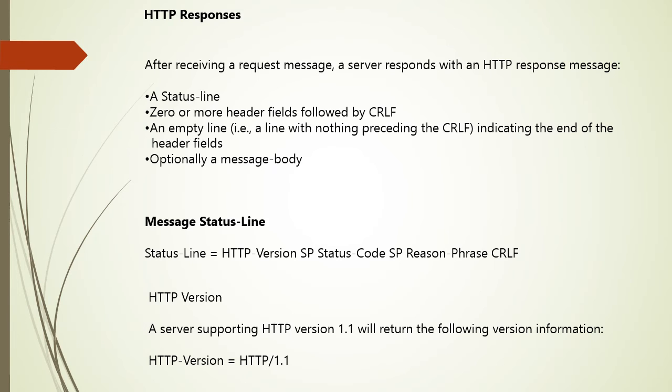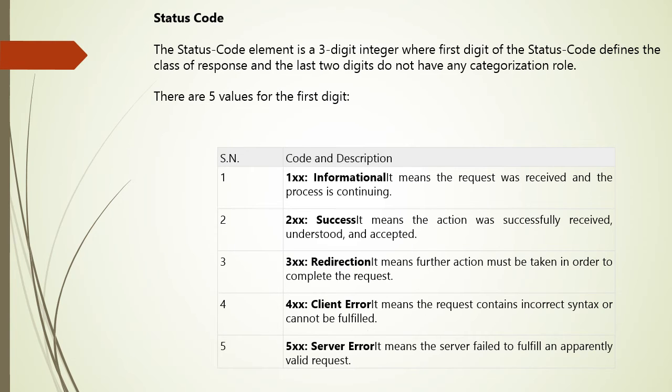HTTP version. A server supporting HTTP version 1.1 will return the following version information: HTTP-version = HTTP/1.1. Consider what a status code is. The status code element is a 3-digit integer where the first digit of the status code defines the class of response and the last 2 digits do not have any categorization rule. There are 5 values for the first digit. HTTP status codes are extensible and HTTP applications are not required to understand the meaning of all registered status codes.